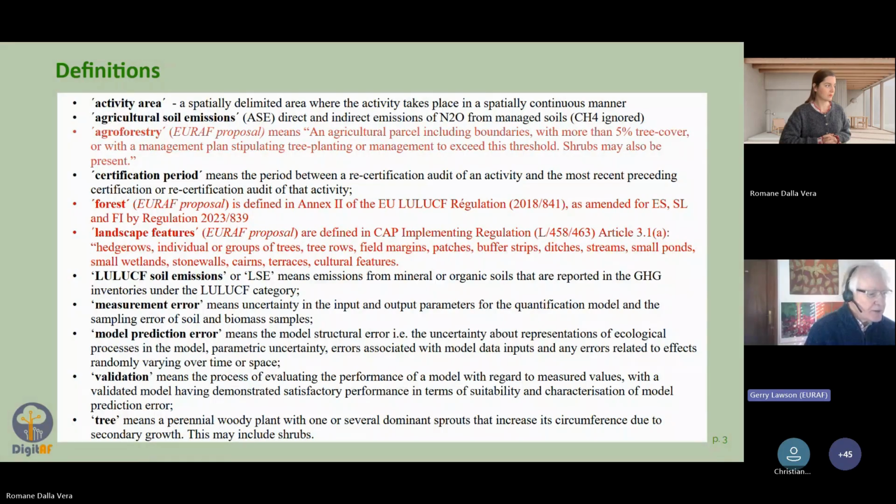So the other definitions there I think are quite useful in terms of measurement error for sampling, and also the model prediction error. So we'll come on to that later. Romane, next slide.